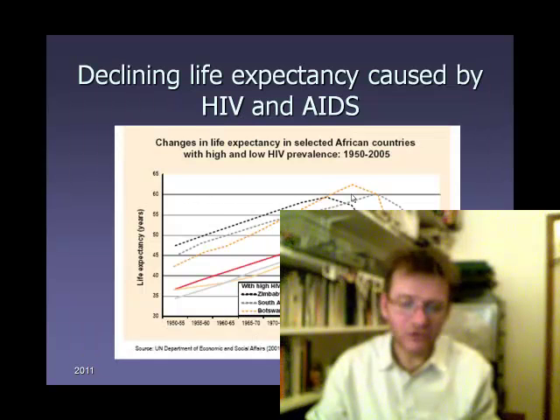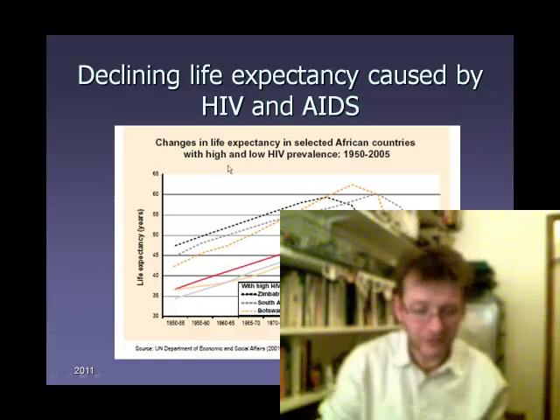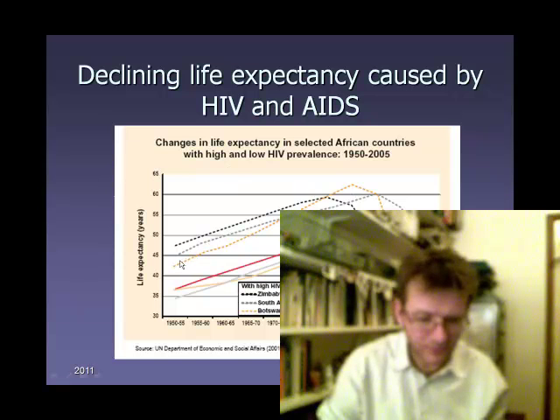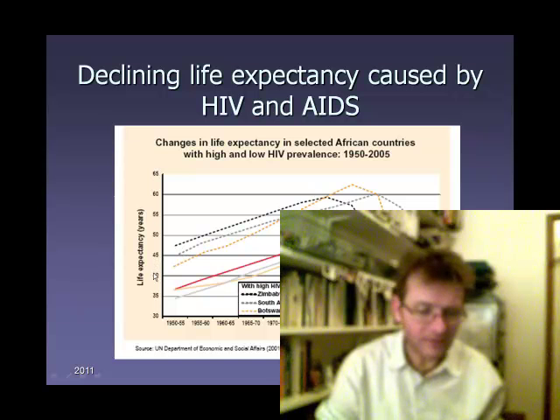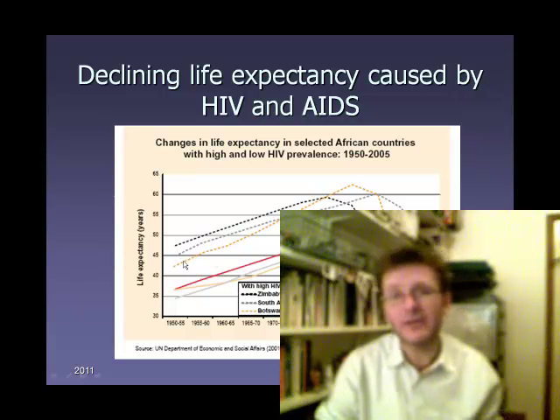This graph is just to illustrate what effect HIV and AIDS has had on life expectancy in parts of Africa in particular. So if we take the three lines at the top here, the orange line, the blue line and the black line, these are the countries of Botswana, South Africa and Zimbabwe. And this is life expectancy at birth again. And along the horizontal axes we have time from 1950 to 55 through to 2000 to 2005. And we can see quite clearly what has happened to some of these southern African countries.